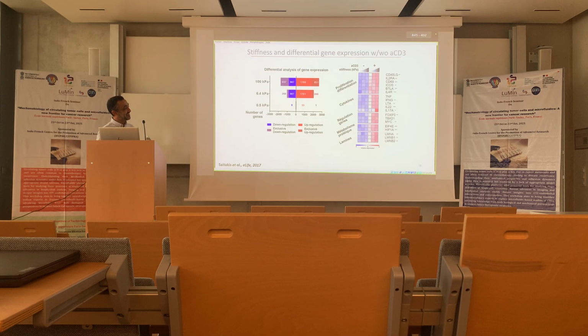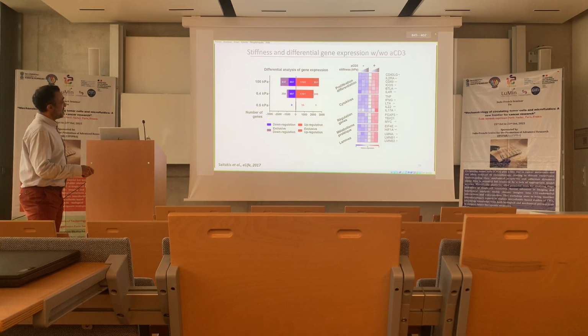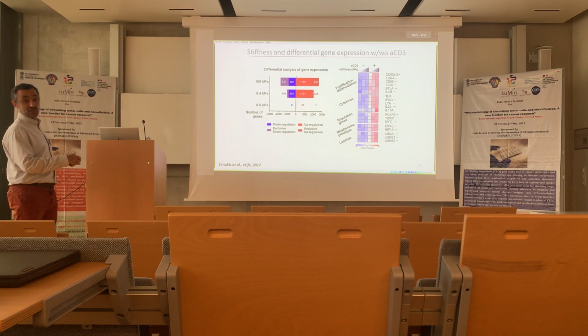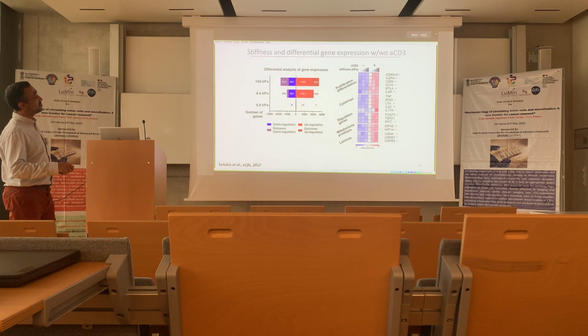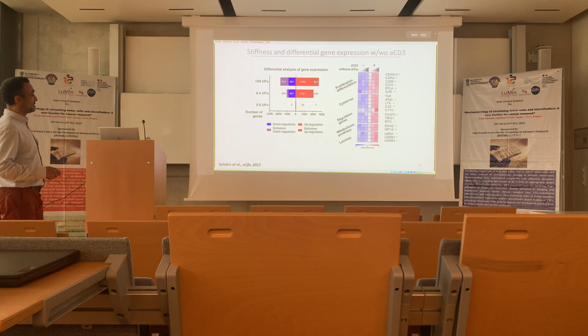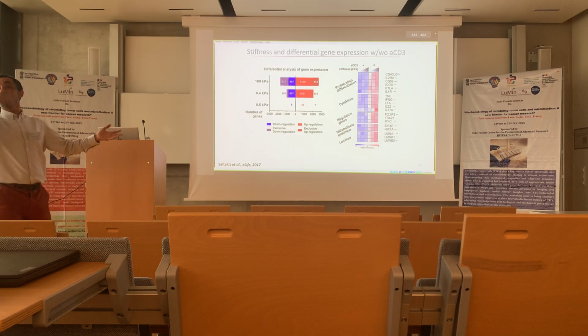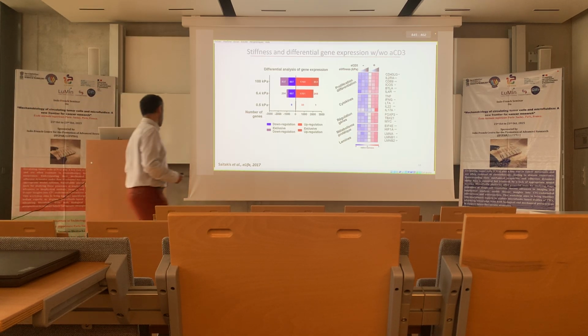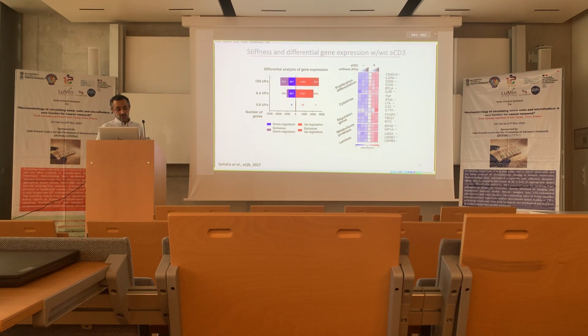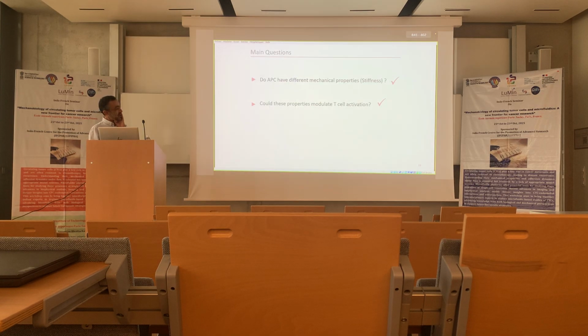And my colleagues have also shown, so maybe I have to comment here, on the vertical axis you have the different stiffness values of the gels over which you have cultured the cells. And here you have the number of genes that are either upregulated or downregulated, in the case where you have also used anti-CD3. And what you can see is that as soon as you increase the stiffness of the gel, you increase the differentiation between upregulated and downregulated. So you have really sensitivity to this stiffness. So this was a first part: stiffness modulates expression.